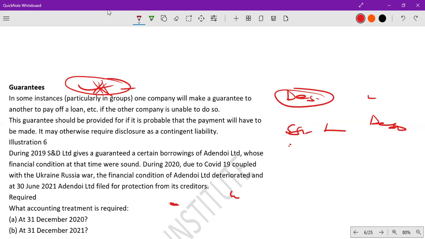Okay, so that is the issue of guarantee. Please, these are some of the things that you need to remember in the exam hall and write something. If not anything exactly, something will come out in your mind.